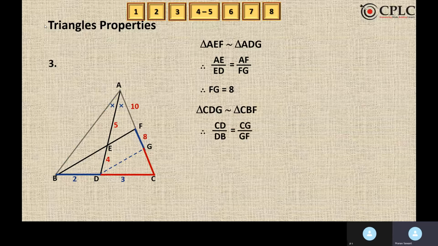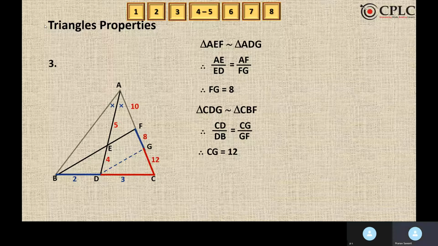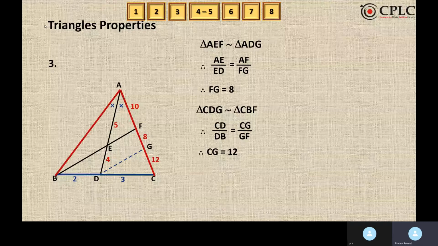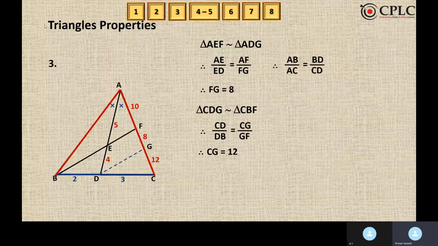By applying the property of similar triangles, we'll get CD upon DB is equal to CG upon GF. Now, let's substitute the values. After substituting the values, we'll get the value of CG as 12. Now, we have one big triangle, that is ABC. In ABC, we can apply the property, that is AB upon AC is equal to BD upon CD.